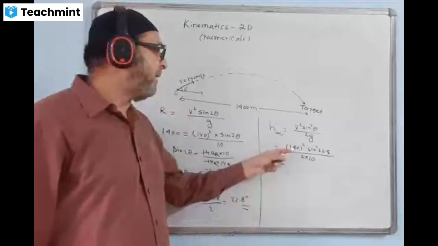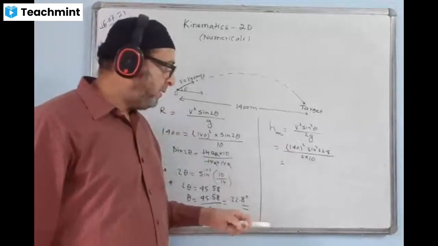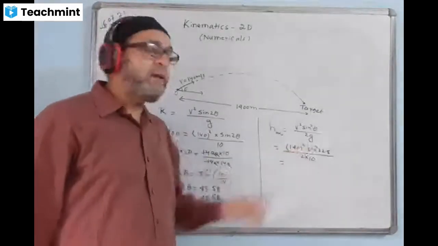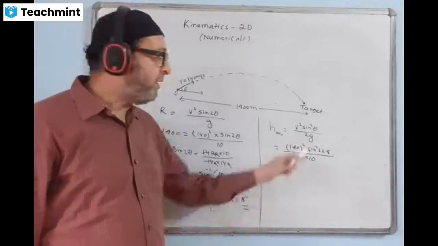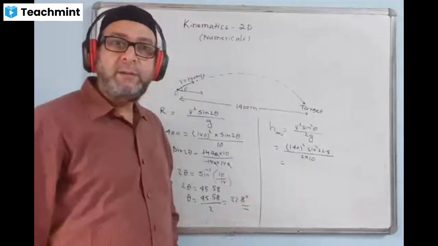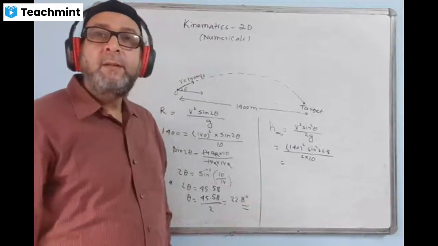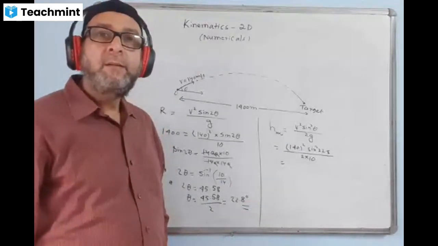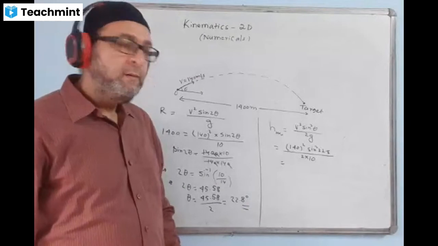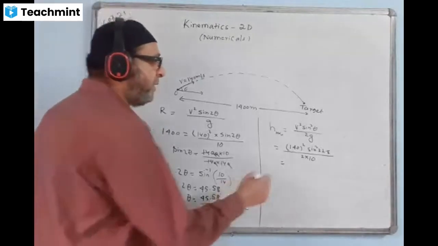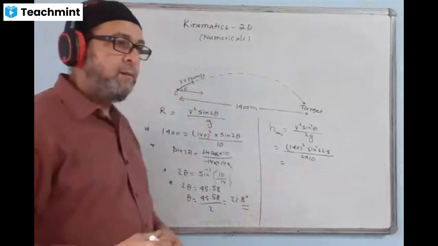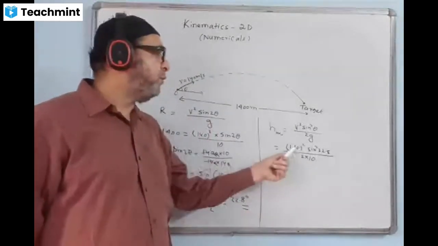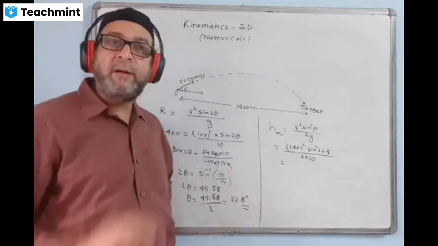Then multiply by 0.39. 140 square. Okay, 0.39 square. Square that value. Have you squared? Say what is the answer after squaring it? So 0.15. 0.15 into 140 square you do. Into 140 square. Continue.